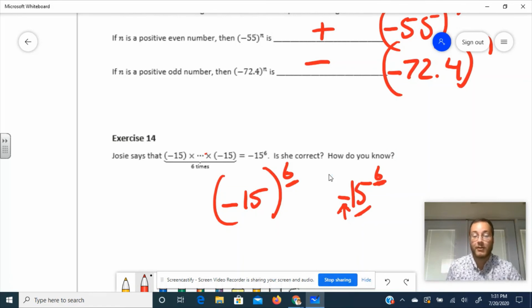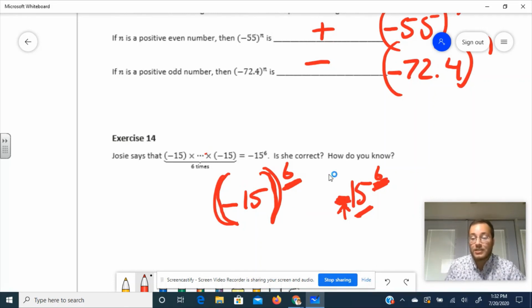If you don't believe me, put it in your calculator. Negative 15 in parentheses to the 6th power will give you a different number than negative 15 to the 6th power without parentheses. Because you need to set it apart that negative 15 is by itself and being multiplied a total of 6 times. It is not 15 being multiplied 6 times and then taking the negative of it. Because remember, in order of operations, exponent would come first.